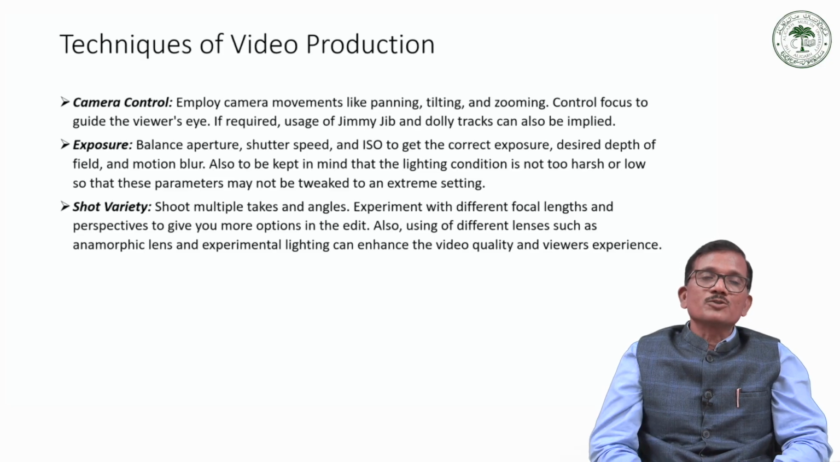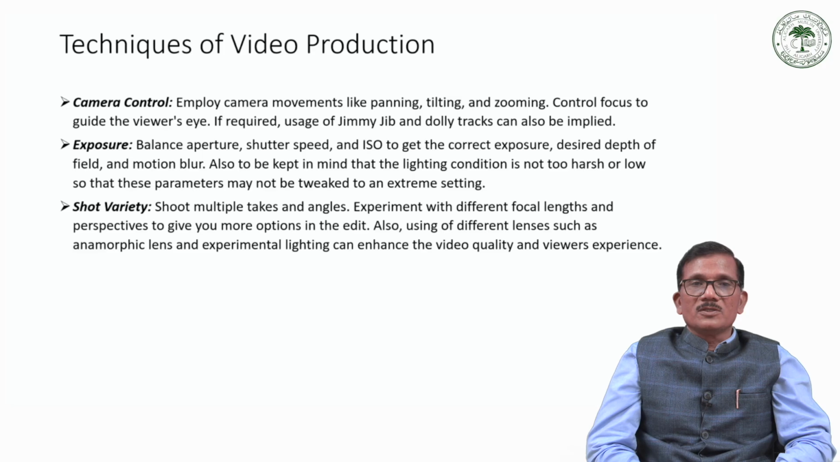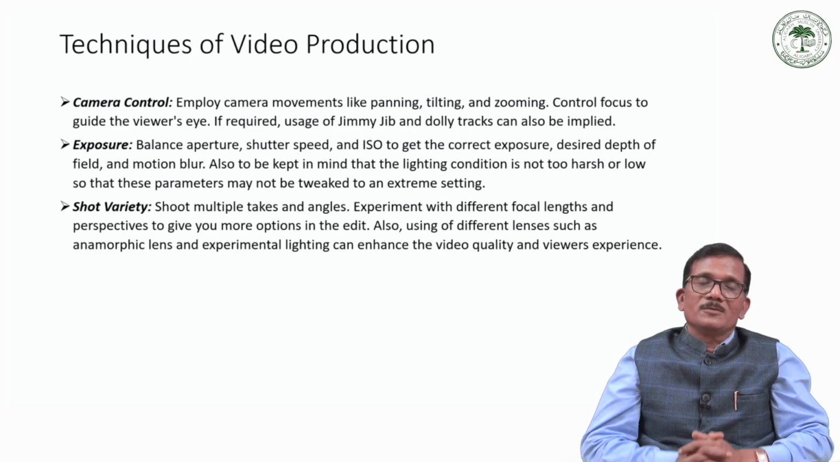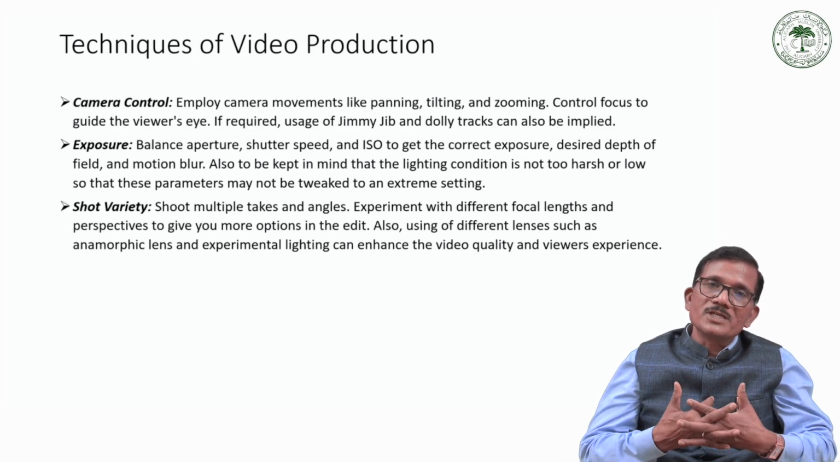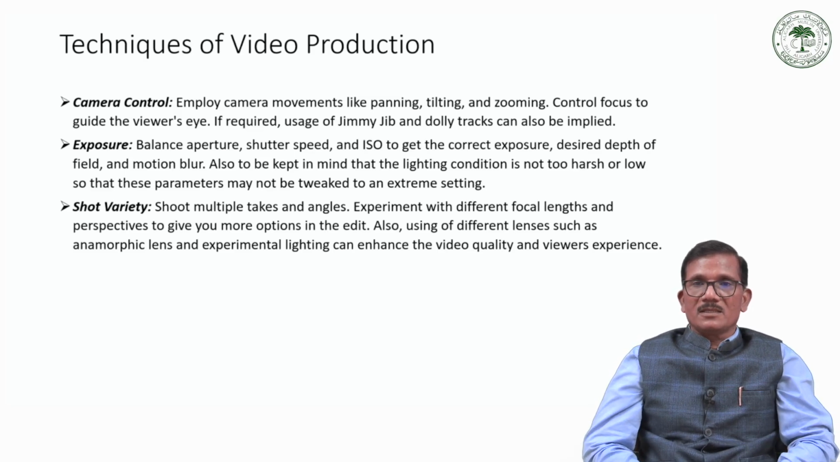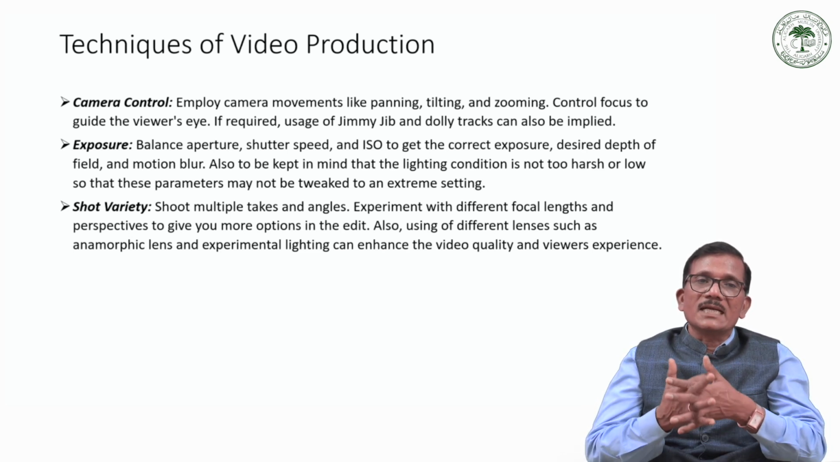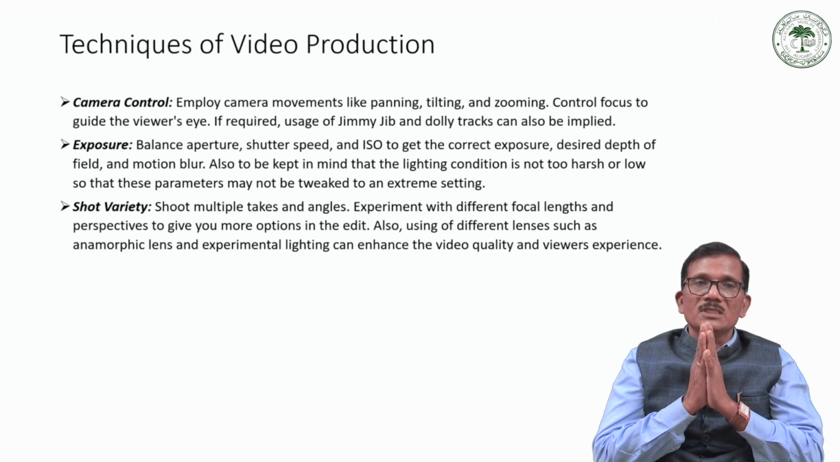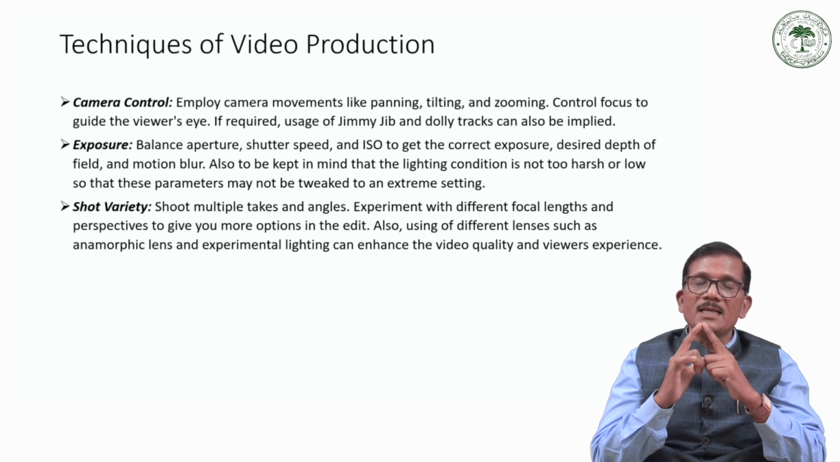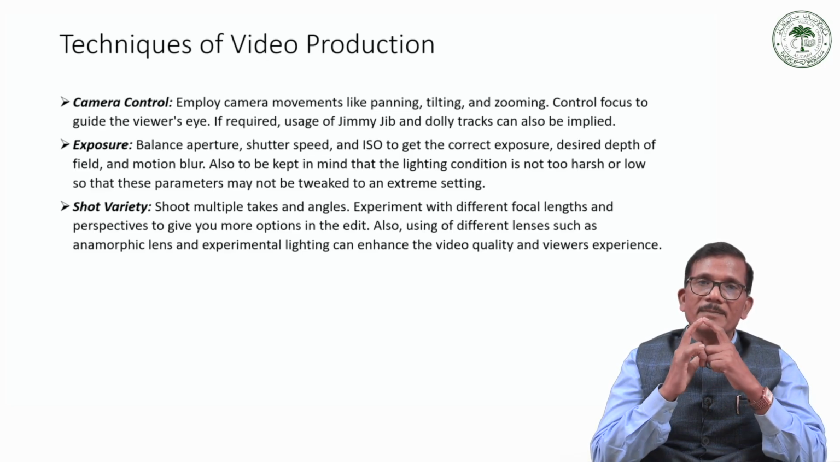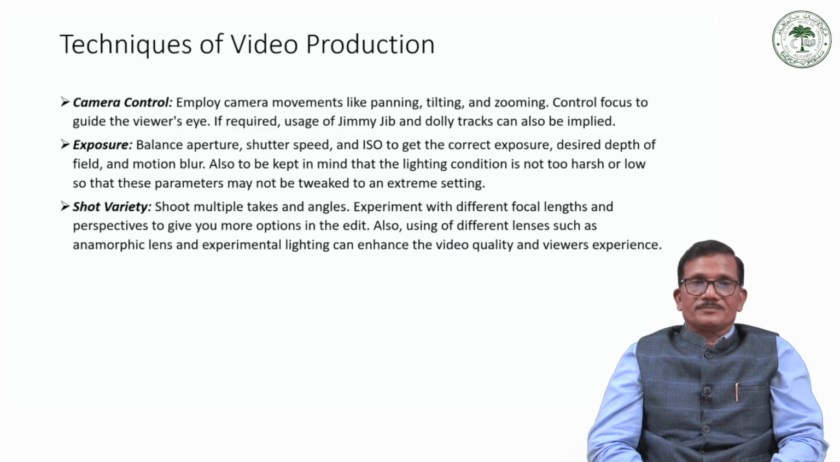Fifth aspect of production is exposure. Balance aperture, shutter speed and ISO to get the correct exposure, because balanced exposure is very important. Desired depth of field and motion blur. These are important aspects of the exposure of your camera to the particular scene, that will manage the quality of picture that it takes.